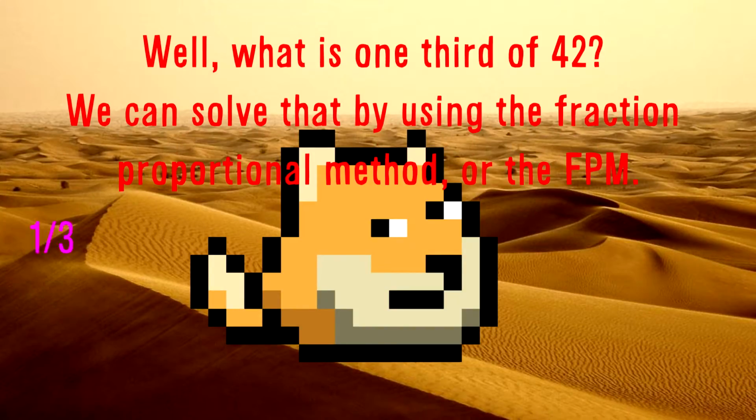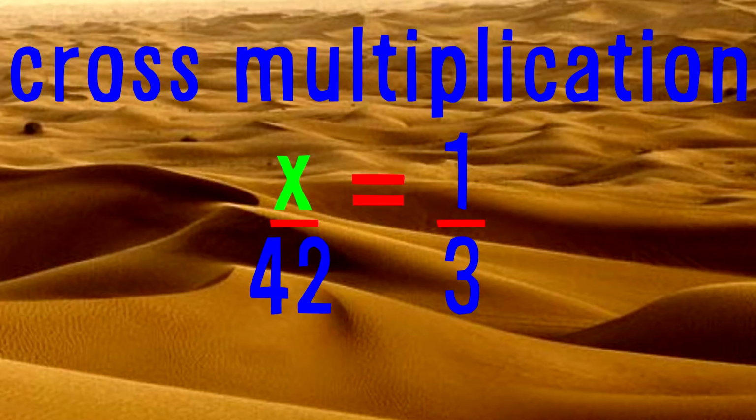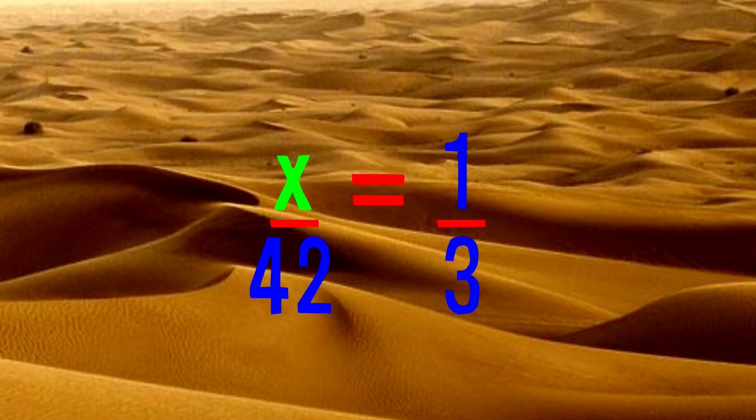Well, what is 1/3 of 42? We can solve that by using the fraction proportional method, or the FPM. If we use an equal ratio template and fill in the blanks with what we know, we can isolate what we don't know using cross multiplication. If you cross multiply both sides, you must get an equal product if it's an equal ratio. We can manipulate this to our advantage and assume the other number is 42. Then we can divide the number by 3.